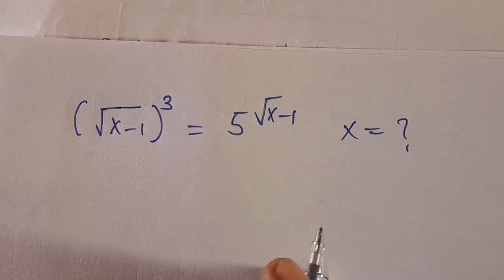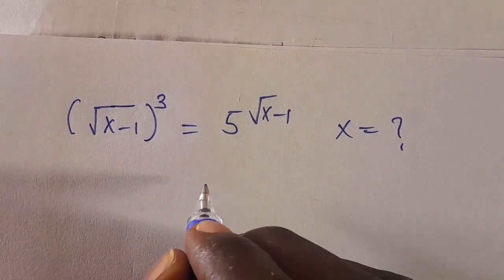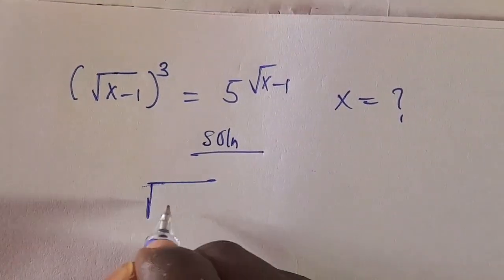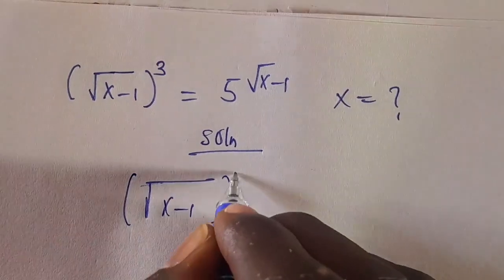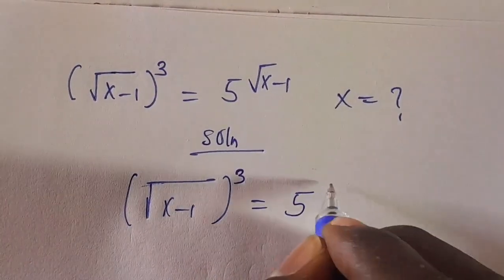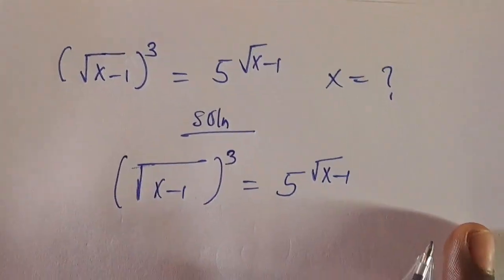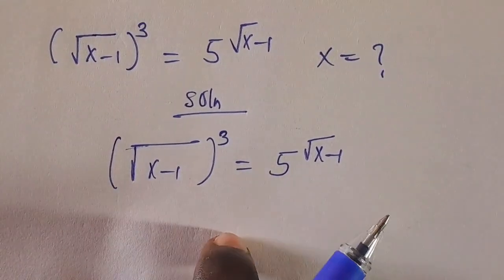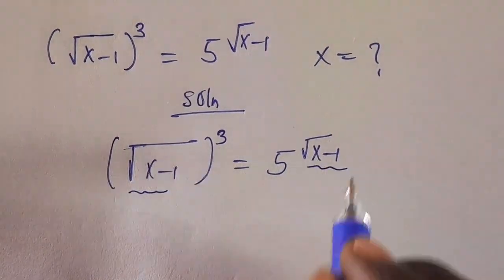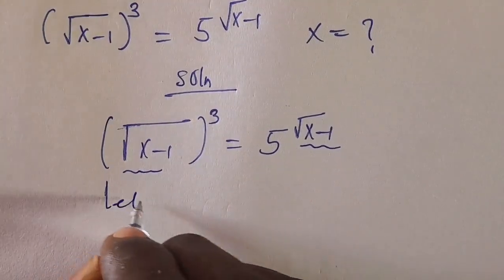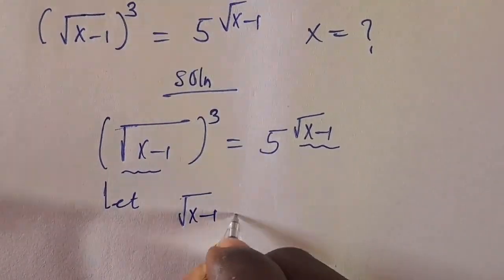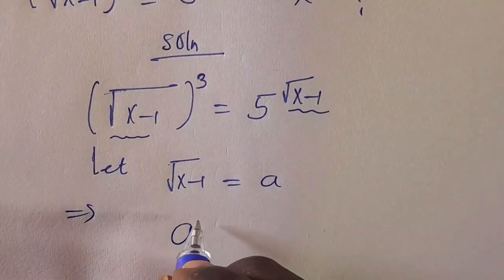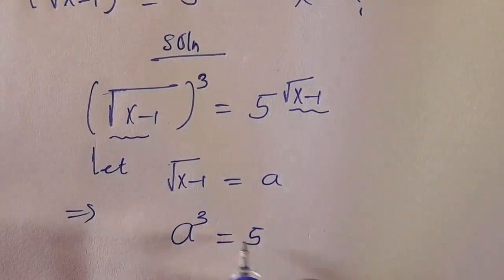It is a little bit difficult, but to solve it easily, let's say we have (square root of x minus 1) all to the power of 3 equals 5 to the power of square root of x minus 1. Now to make it simple, let us reduce this. So far this and this are the same. We can say let square root of x minus 1 be equal to a. And so from here, this implies that we have a to the power of 3 equals 5 to the power of a.